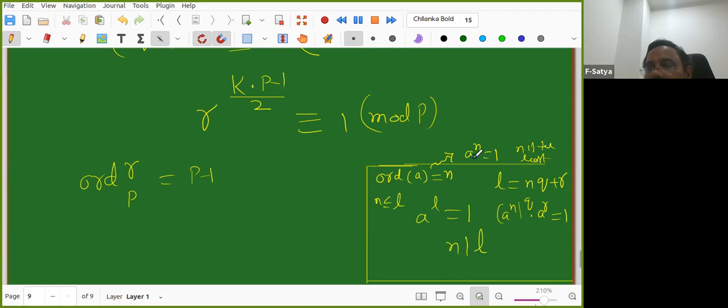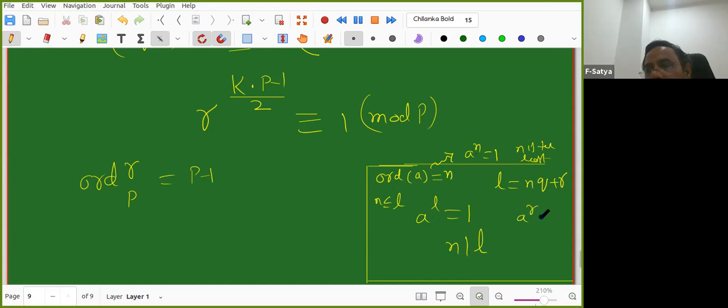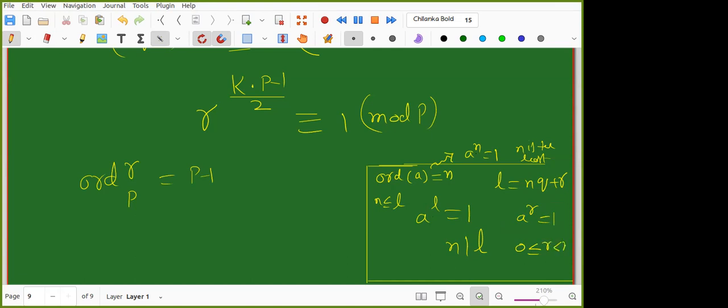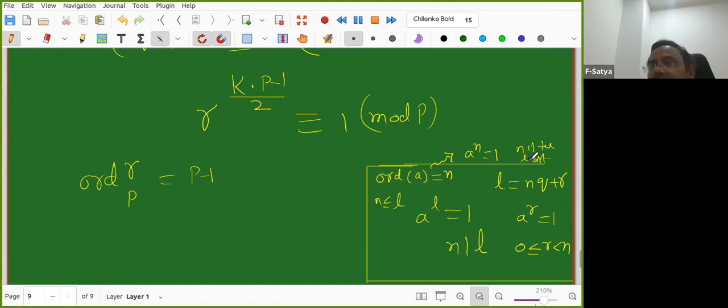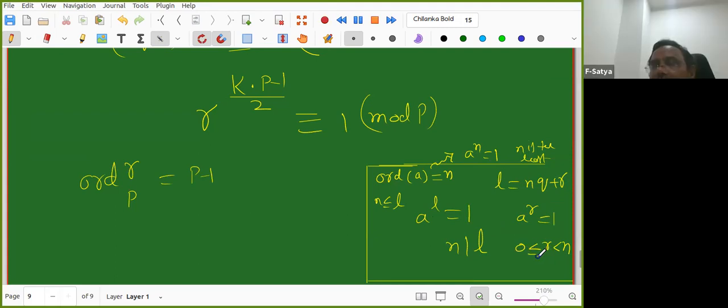Now a power n equal to 1 and a power l equal to 1, so that means a power r is also equal to 1. Very good. But in the division algorithm, what do you know about r? 0 is less than or equal to r, which is less than n. But n is the least such that a power n equal to 1, so there can't be anything lesser than that. So r has to be 0. That's the proof.